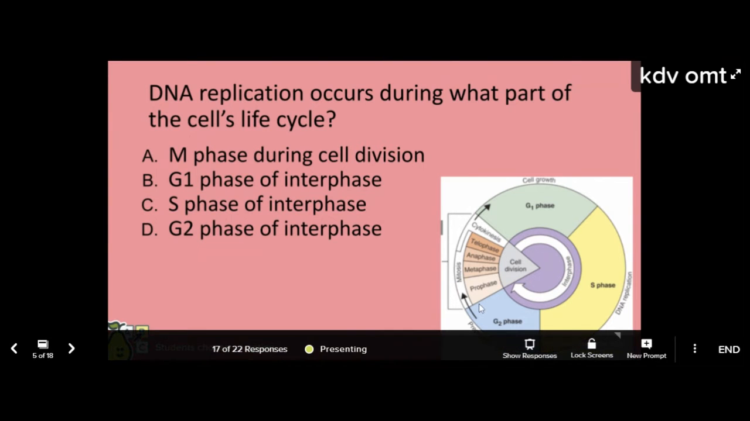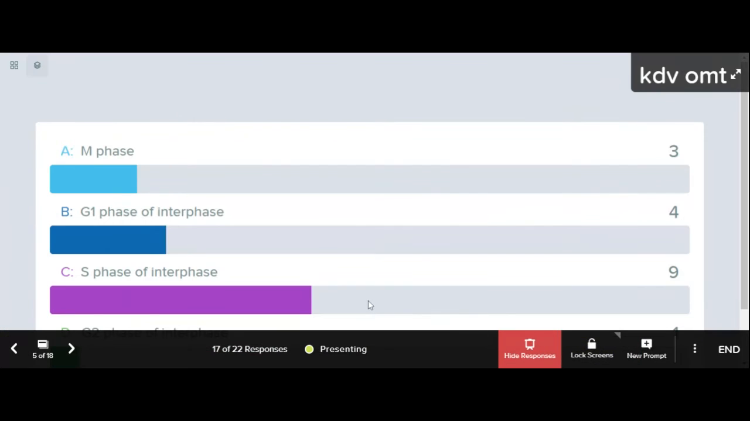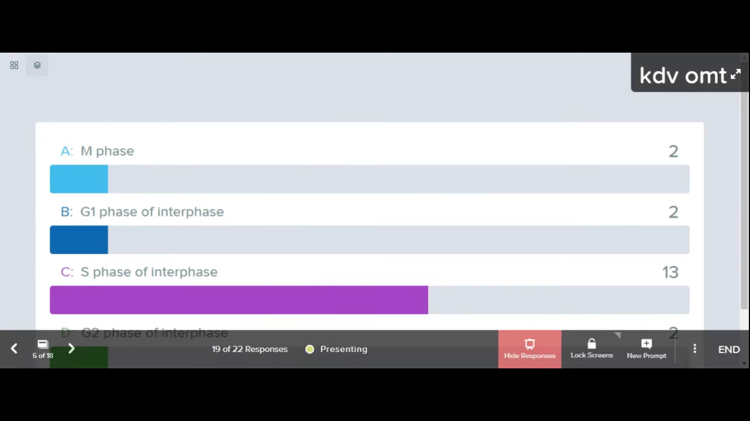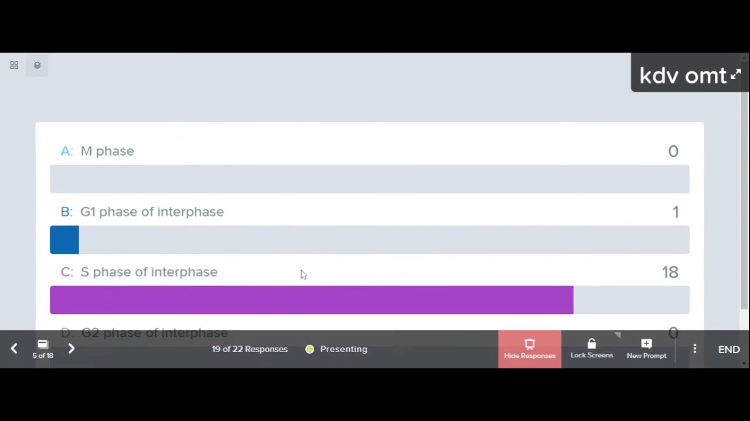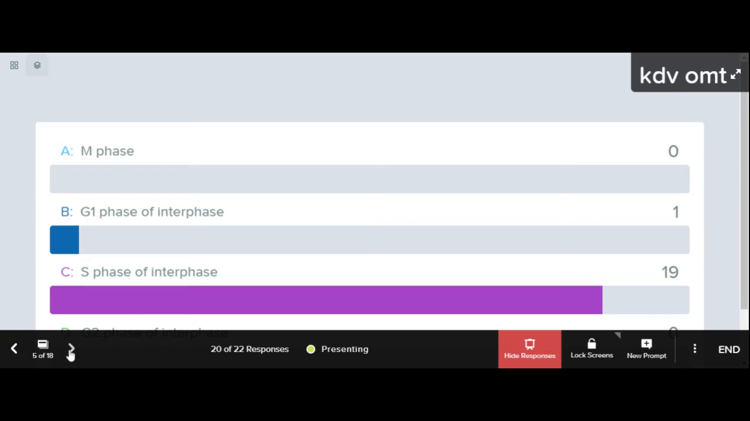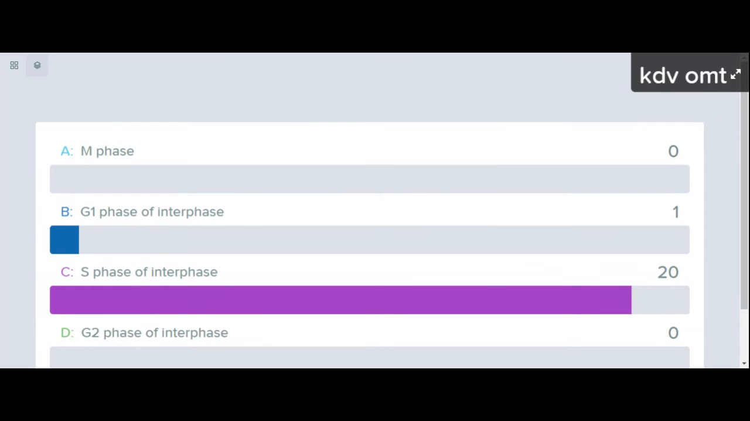No, I appreciate you taking a guess, not M phase, but it is S phase. S is synthesis, and that's what S stands for. Synthesis means to make. So it's making a copy of the DNA. S phase. And I guarantee that'll probably be a question on the test.